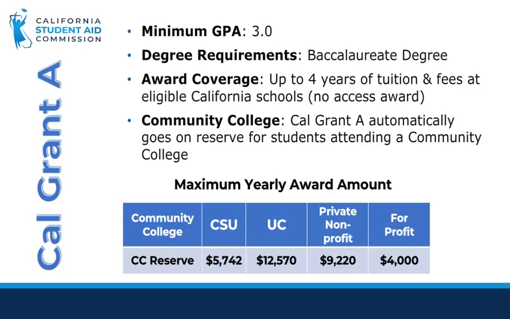There is one very important exception. Students with dependent children, an award that we will discuss in a moment, may be eligible for up to a maximum of $6,000 access award while attending a community college with a Cal Grant A.